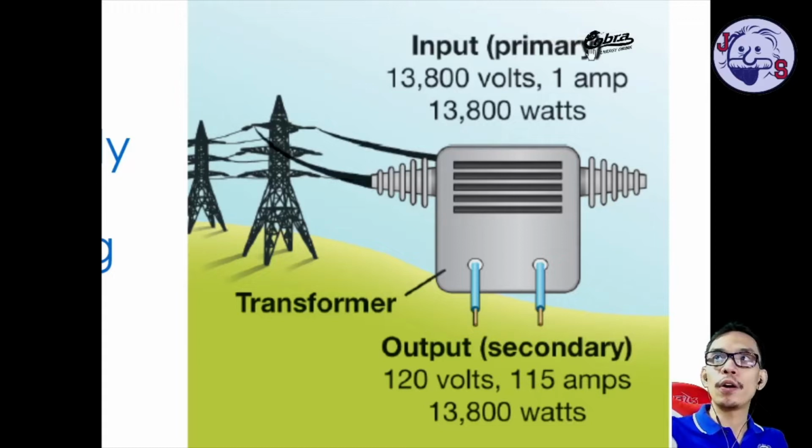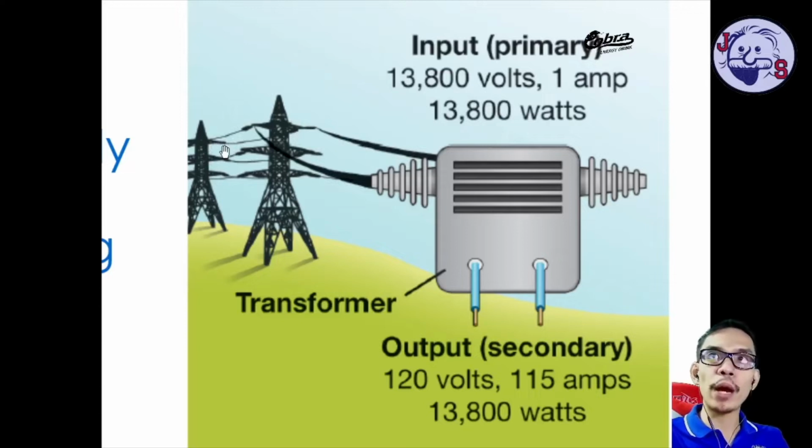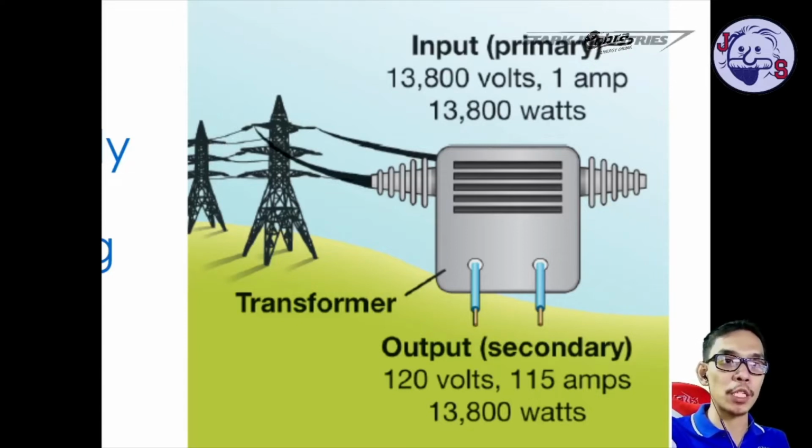So why is there very little current on the input? It's because of one thing: to avoid too much resistance in the transmission wire. Now, imagine if you have a high current and a high voltage at the same time. What will happen to these wires? They will melt down and will not be able to transmit electricity.